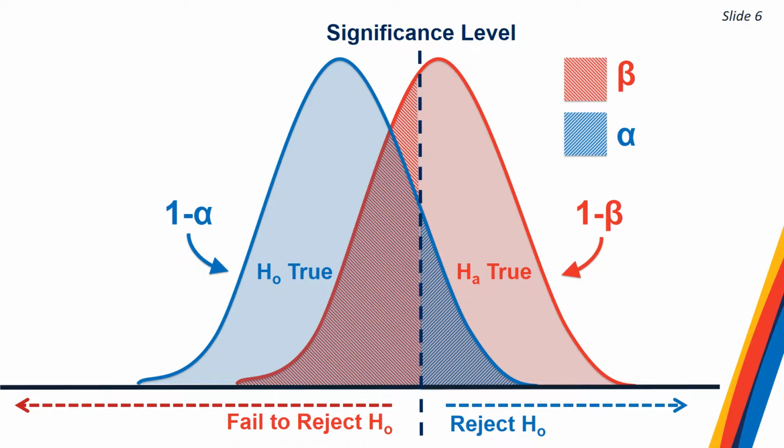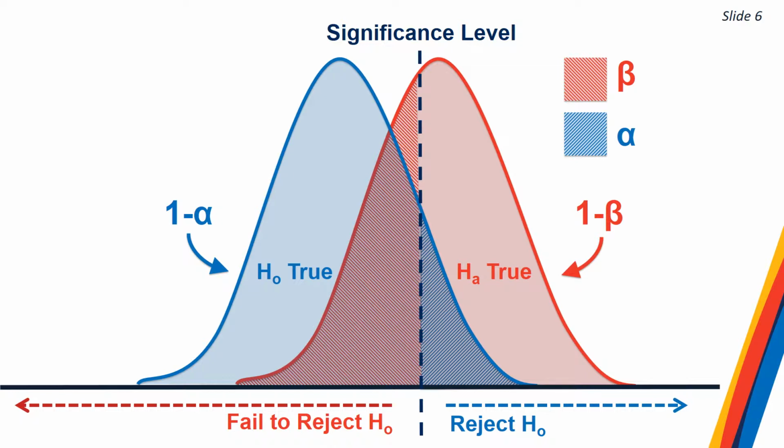However, if you obtained a value in the blue area without the lines, represented by 1 minus alpha, you would fail to reject a true null hypothesis, which is the outcome you want.